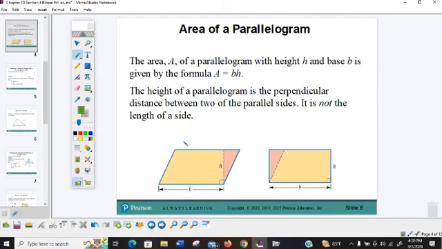So let's do 3 more area formulas. The first one is parallelogram. It's a lot like a rectangle. We do have parallel sides here, and we are going to use the base in the formula.